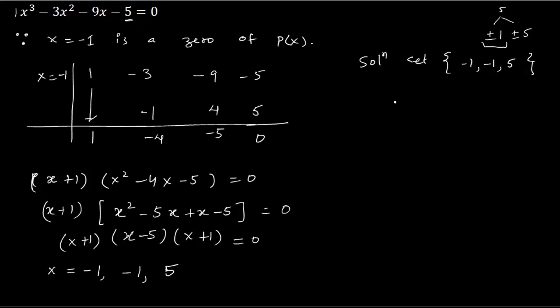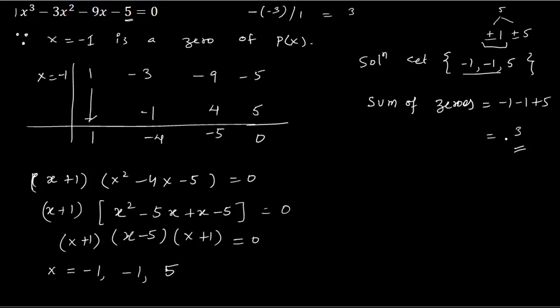How do we verify that this result is true? Simply add these zeros. We get -1, -1 plus 5, and this is 3. And we can see the negative coefficient of x square is -(-3) over the coefficient of x cube, which is 1, which is simply 3. So this is minus b over a. So our answer is correct. Factors are x plus 1, x minus 5, and x plus 1. And the solution set of the given polynomial is -1, -1, and 5.